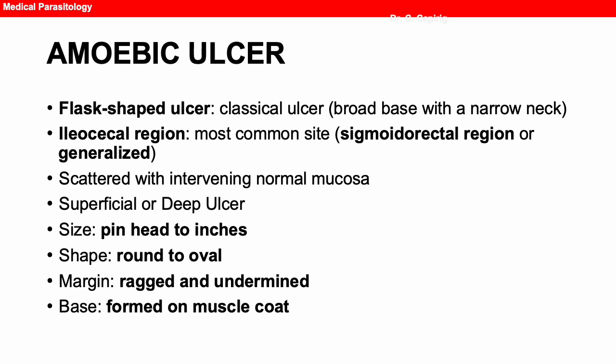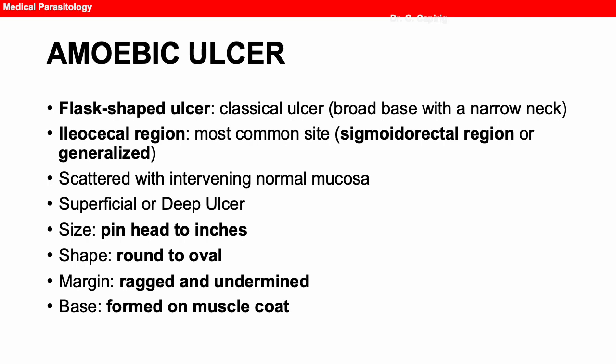So amoebic ulcer, I've mentioned this. You have a flask-shaped ulcer, which is the classical ulcer caused by amoebic colitis. The ileocecal region is the most common site. You have a sigmoido-rectal region or generalized region. But if you are asked what is the most common site of intestinal amoebiasis, it's usually in the cecum. Now, the cecum is the first part of the large intestine.